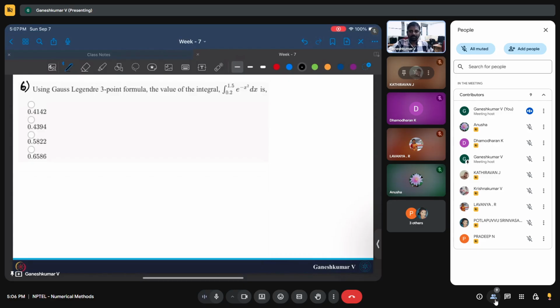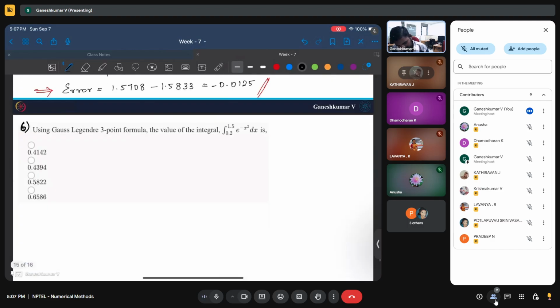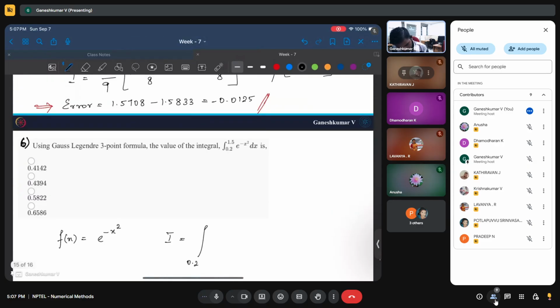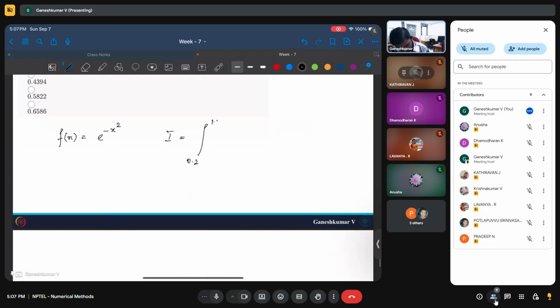Here we are going to use again the Gauss-Legendre 3-point formula, but the integral is not varying from -1 to 1. That is the difference. Let's first do it for the Gauss-Legendre 3-point formula. So your function is e power minus x square, and the integral you're trying to do is from 0.2 to 1.5 of e power minus x square dx.